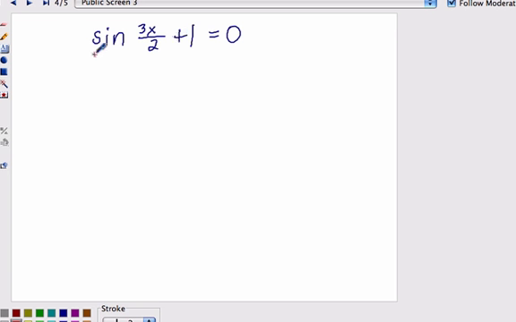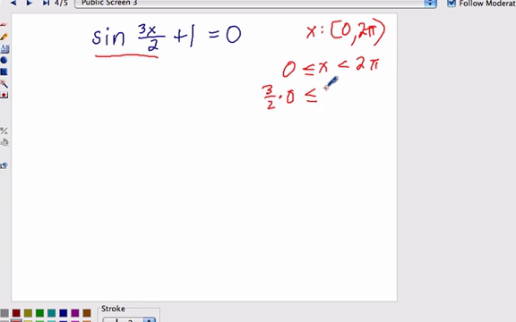Now, the first thing I want to do is get sine of 3x over 2 to be by itself. And again, the interval here was 0 to 2 pi as well. It's always going to be 0 to 2 pi, and that would be x. So x is going to be in between 0 and 2 pi. Why don't we just take care of that right away, to kind of get an idea of what you're going to do. Now remember, this is 3 over 2 times x, so I'm going to multiply everything by 3 over 2.